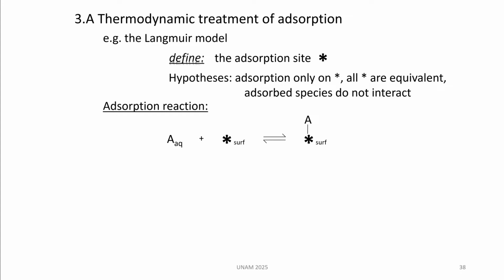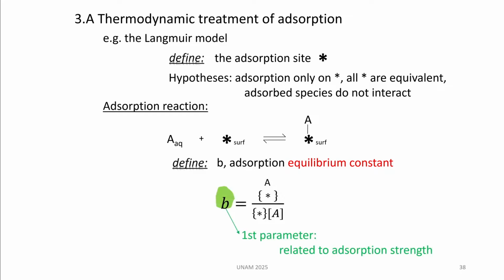You can write the adsorption reaction just like that. A molecule A, for example from the aqueous phase, will react with this little star which is on the surface to give you some kind of association. What is this? It could be a covalent bond, but it doesn't have to be. It could be a hydrogen bond or whatever. Then you will just define an adsorption constant for this adsorption reaction.